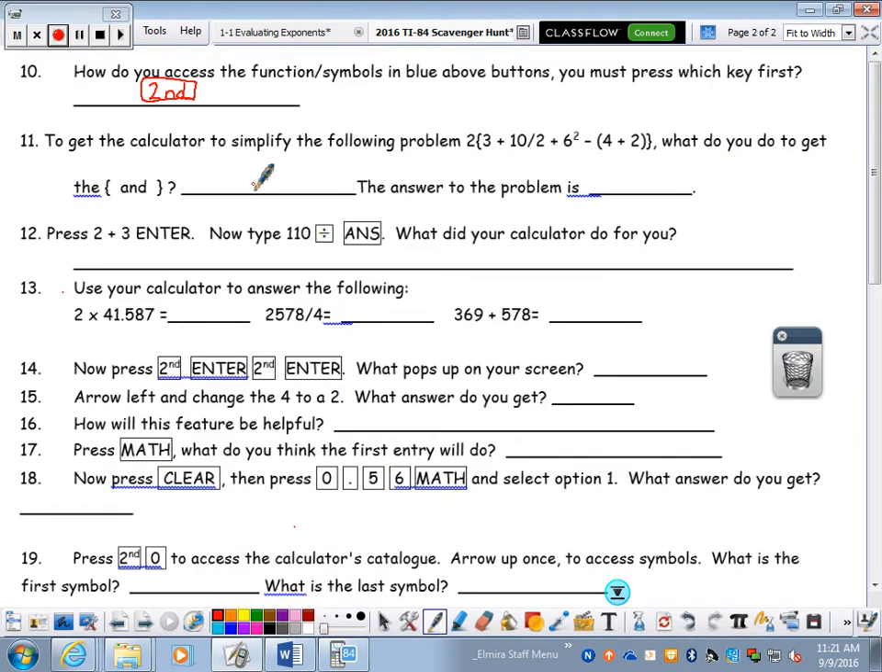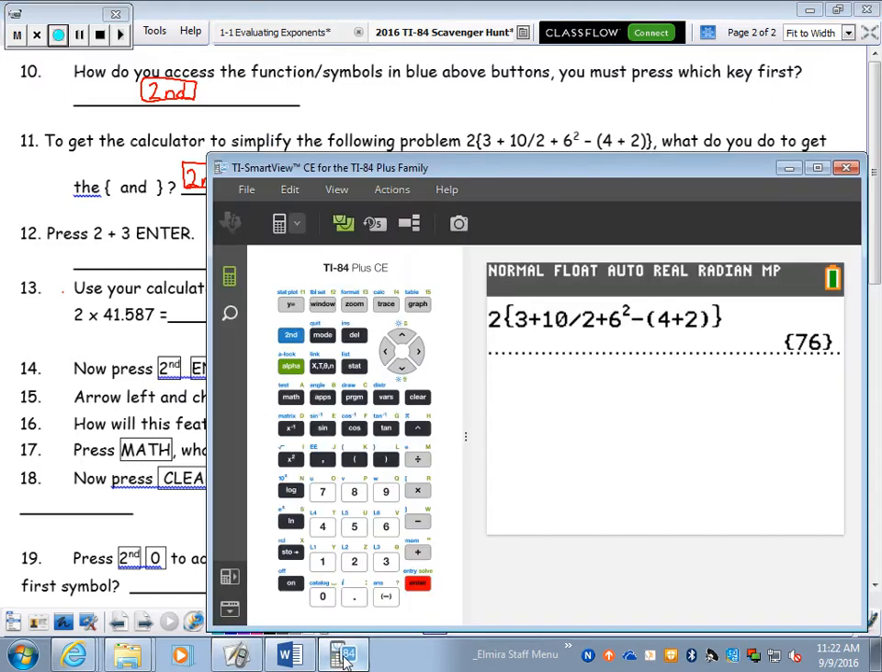So to get that, it's second and the parenthesis buttons, worst square ever. And the answer to the problem was 76. You don't need the brackets though.